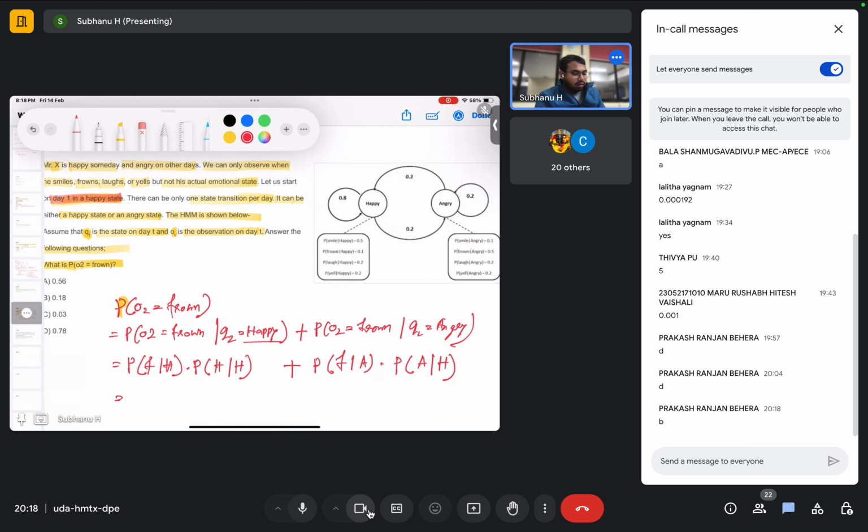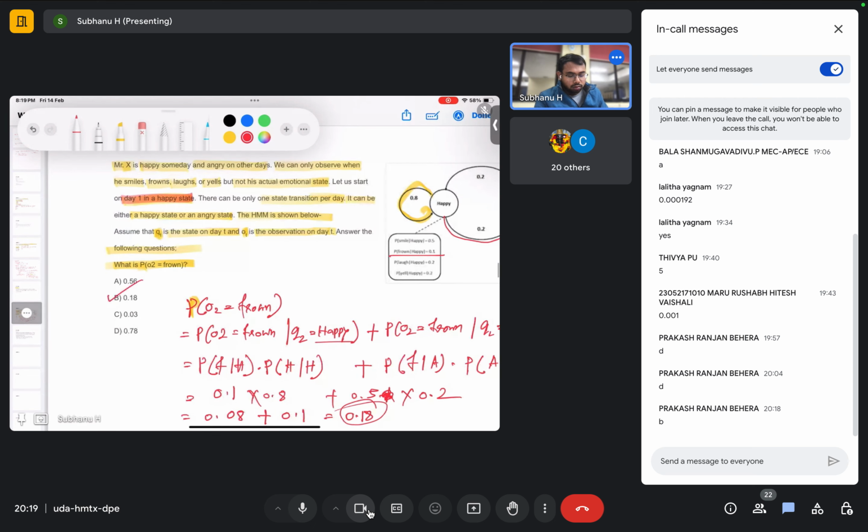So from here you can find out the probability of frown given happy, that is 0.1, into the probability of happy given that the next day also he is happy. So this is 0.8. So this is 0.1 into 0.8, plus probability of frown given angry. This is 0.5, sorry, multiplied by probability of angry given happy. So this one, angry given happy, which will be 0.2. Okay, so which is 0.08 plus 0.1 is equal to 0.18. So 0.18 is the answer. Right?